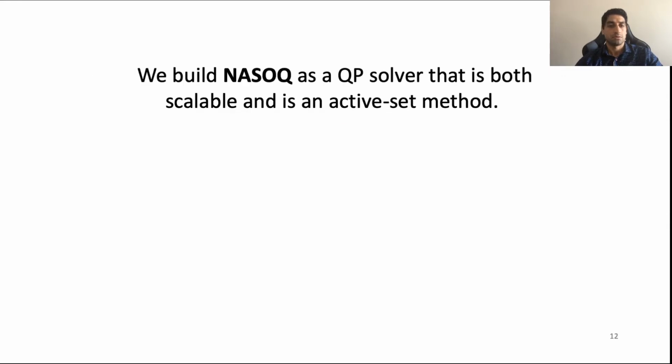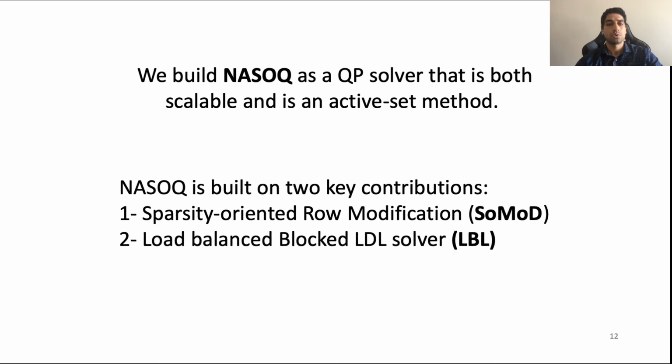We built NASOQ, a QP solver that solves the scalability issue of active set methods by taking advantage of small changes in indefinite linear systems of consecutive reduced QPs. NASOQ provides accurate and scalable solutions to QP instances efficiently across scales. To do so, NASOQ is built on two key contributions which I will introduce next.